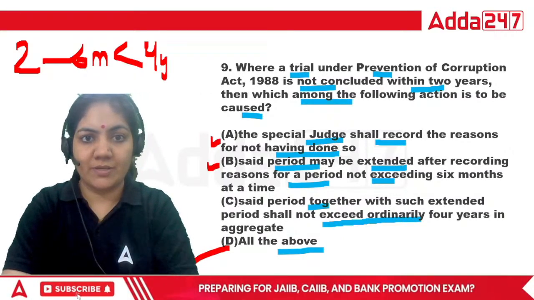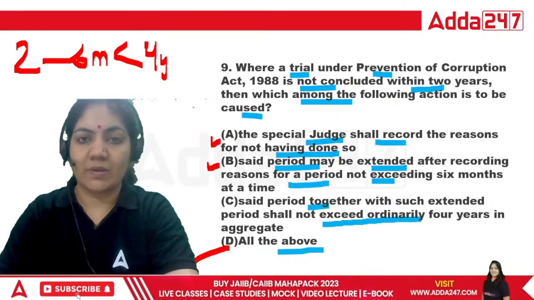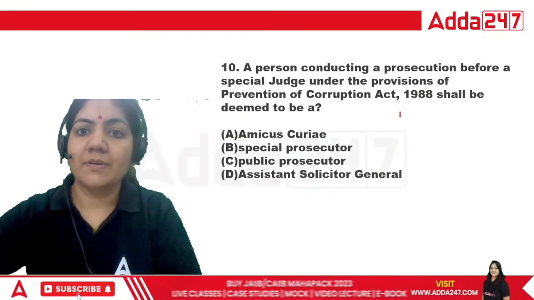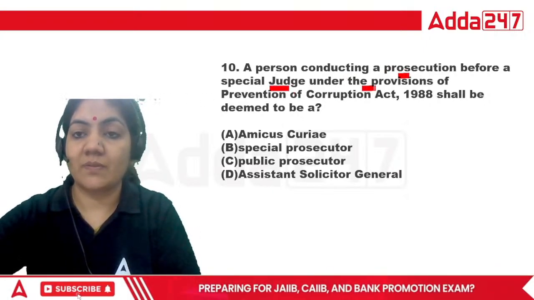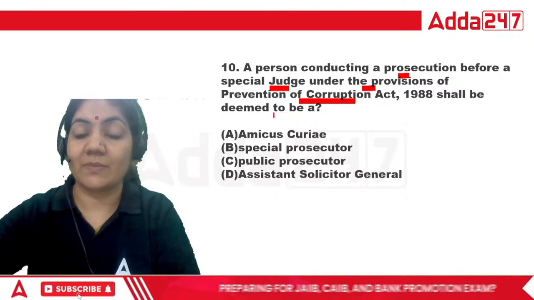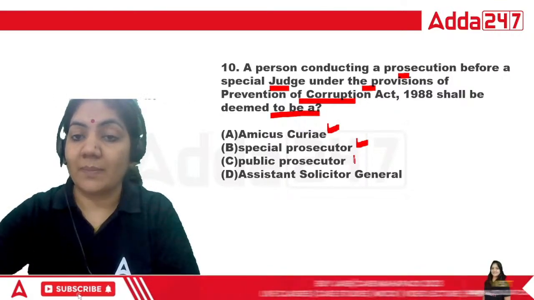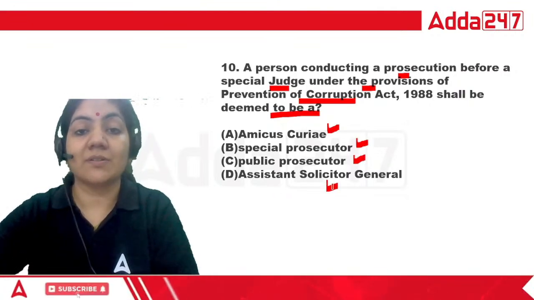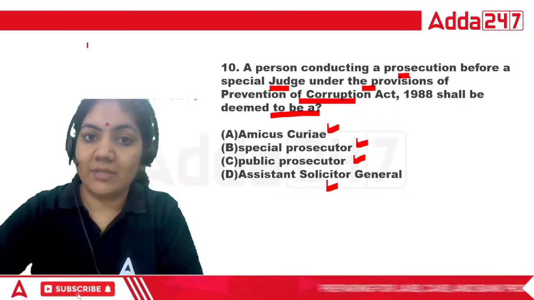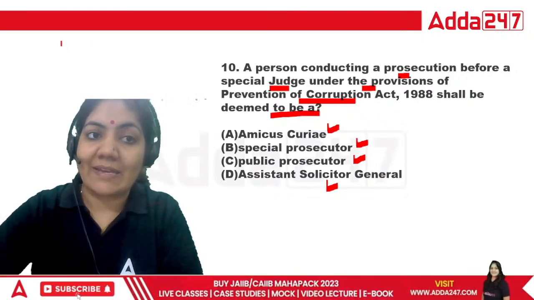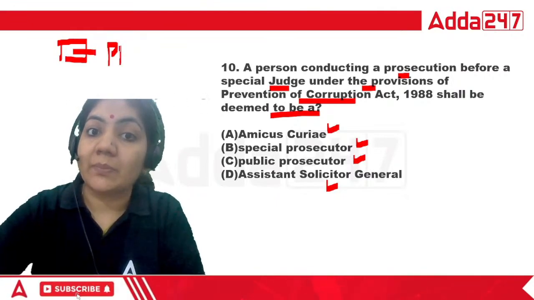I think this point is clear to all of you, right? Now, the next one. A person conducting a prosecution before a special judge under the provision of the Prevention of Corruption Act shall be deemed to be an amicus curiae, special prosecutor, public prosecutor, or assistant solicitor general. As we know, an advocate who handles a case on behalf of the state is called a public prosecutor.